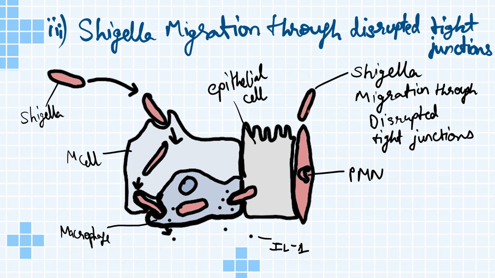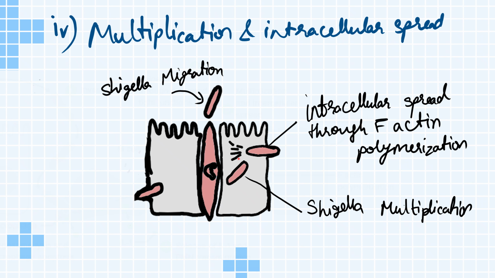Release of interleukin-1 recruits even more neutrophils. As these neutrophils migrate across the epithelium, they disrupt the tight junctions between two epithelial cells, thus allowing some bacilli to migrate through the disrupted tight junction. At the same time, it also invades adjacent epithelial cells directly. After invading the epithelial cell, it begins multiplying within the cytoplasm. But it doesn't remain confined to a single place.